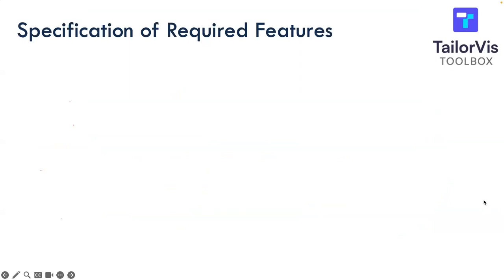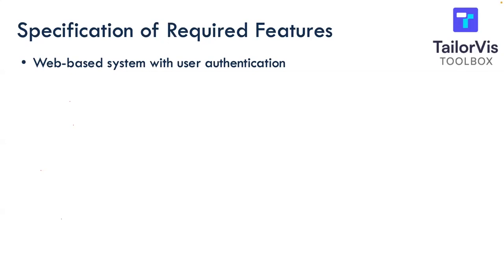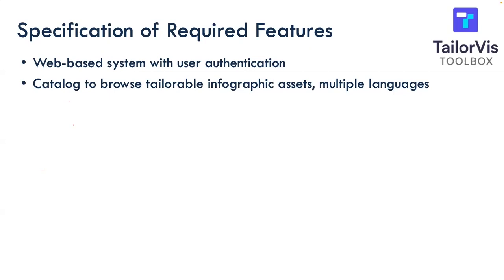So we required that the TailorVis toolbox be a web-based system allowing for authentication of users with different levels of privileges. So you can have, for instance, the head of a CBO and then individual workers, high-level super admin, that kind of thing. It should have a catalog for browsing the tailorable infographic assets available in multiple languages. And we are using the term editing to refer to the CBO level tailoring and branding.